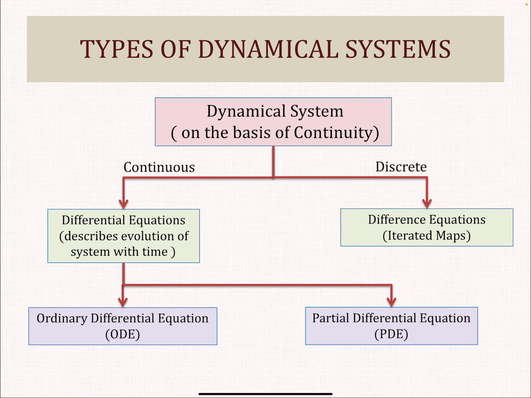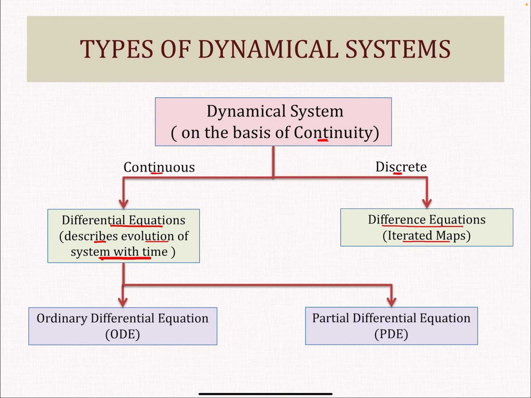So moving ahead, now we will talk about the types of dynamical systems. On the basis of continuity, we can divide dynamical systems into continuous and discrete. When state variables are continuous, we can use differential equations to describe the evolution of the system with time. And in the other case, where the state variables are discrete, we use difference equations, also known as iterated maps. In this lecture we will continue with the differential equations.